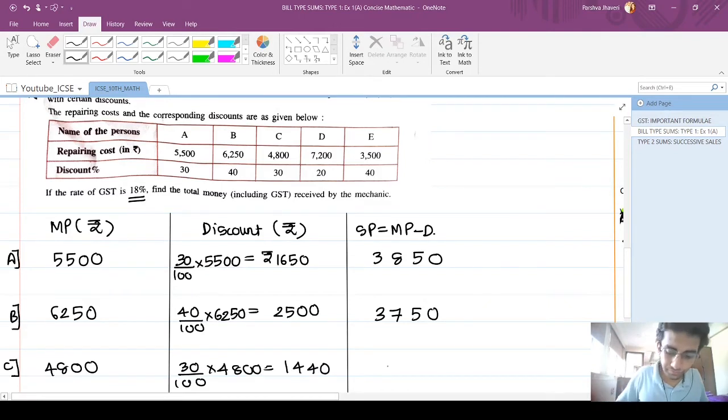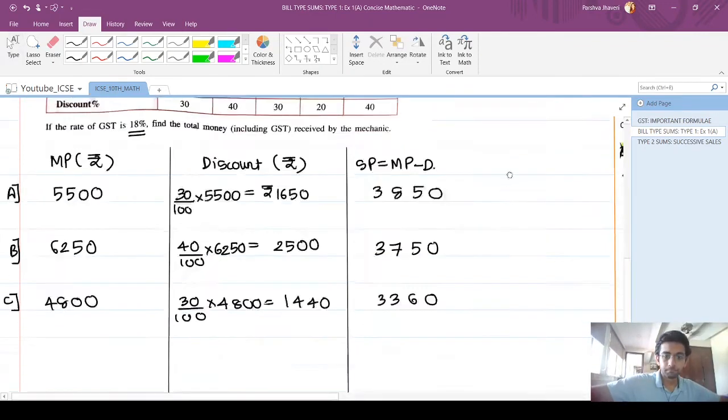Right? He ended up, this was the selling price, 3,360. What did I just do? I just subtracted the discount from the market price, right?